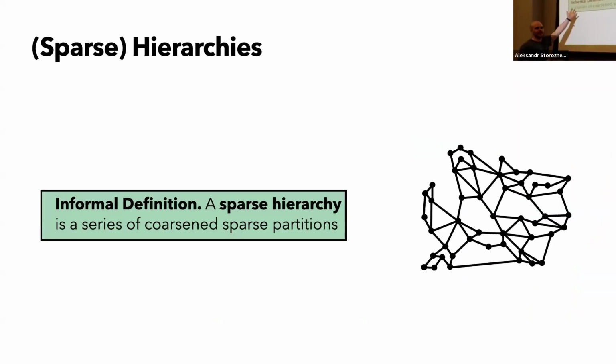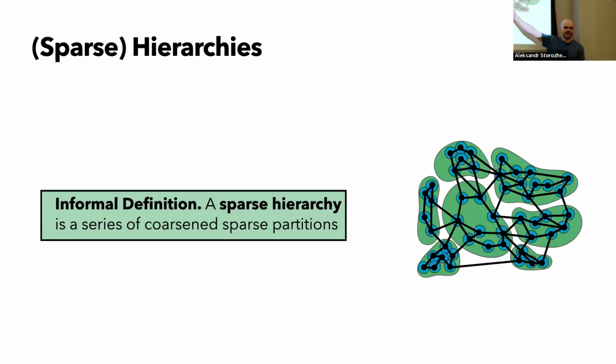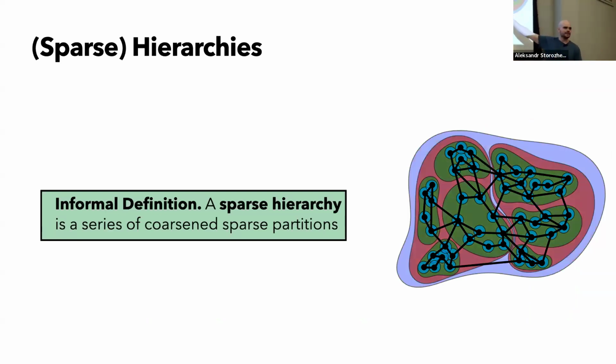Okay. So what is the hierarchy of these things? The hierarchy is just a series of coarsened sparse partitions. The bottom level is going to be a very low diameter sparse partition. One level up will be a coarsening of that, so you're grouping together the clusters. One level up again will group together some of these clusters until you get your final level, which groups everything together in one cluster, one part of your partition.